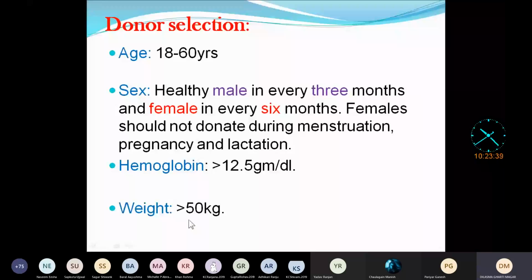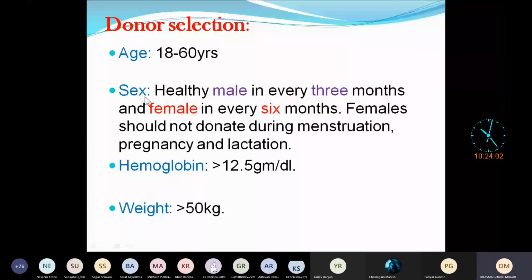For donor selection, age has to be 16 to 60 years, or sorry, 18 to 60 years. Somebody can donate on their 18th birthday also. 18 years to 60 years one can donate blood. And then how many times can they donate blood? A healthy male can donate blood every 3 months.